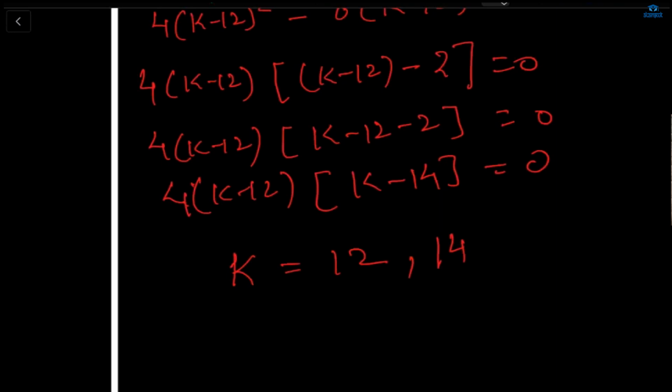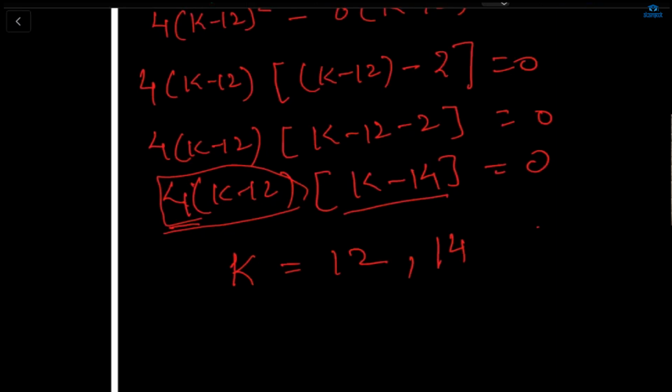Understood? If you equate 4 to 0, that doesn't work. So this whole thing will be equal to 0, and this 4 will be cancelled, because 0 by 4 will give you 0 only. And k minus 12, if you equate to 0, you will get k is equal to 12, and for this you will get 14. So k is equal to 12 or k is equal to 14, both values can be kept for k.